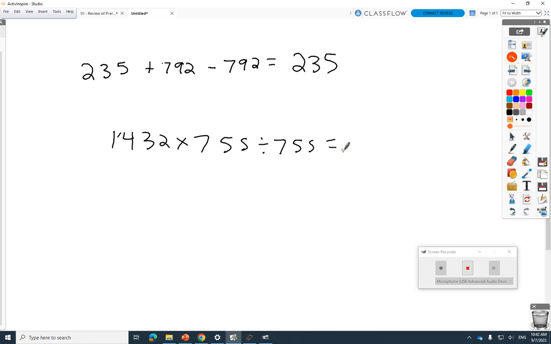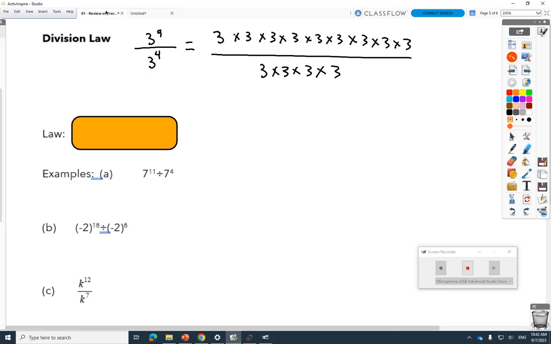1,432. Because those two operations cancel out. So my sentence: if you do an operation and then do the opposite operation, those two cancel out and you end up back where you started. Well, that's what happens in the division law. I've got a whole bunch of multiplying by 3's and then I got a whole bunch of dividing by 3's.